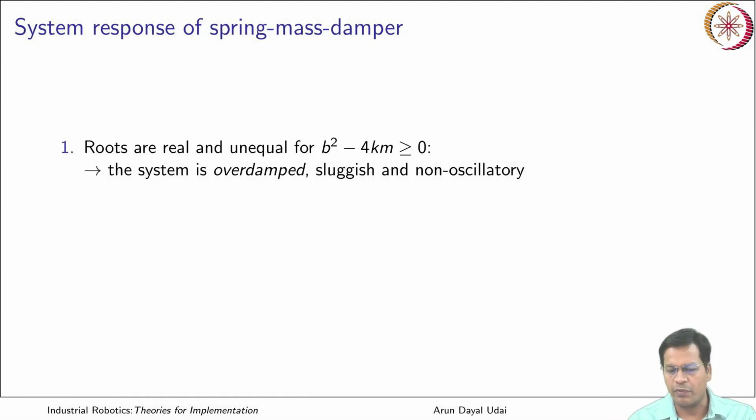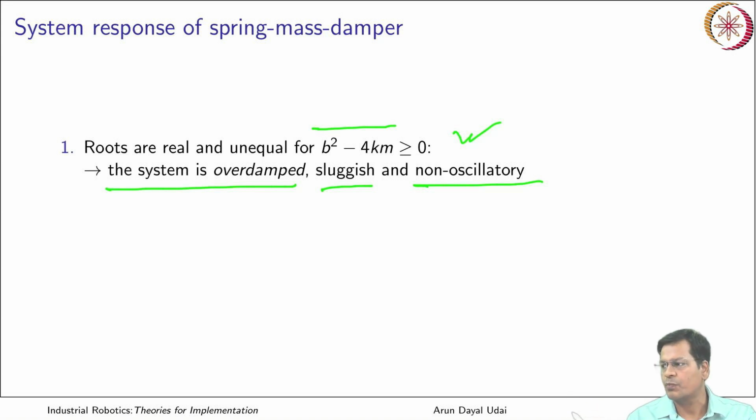So what could be the behavior of the system? Roots are real and unequal. That is the case when b square minus 4km is greater than 0. In this case, the system is overdamped, sluggish and non-oscillatory in nature. Okay, that means if you pull it, leave it, it gradually goes to the original position. It won't oscillate. Okay, so that is one behavior that you can see.